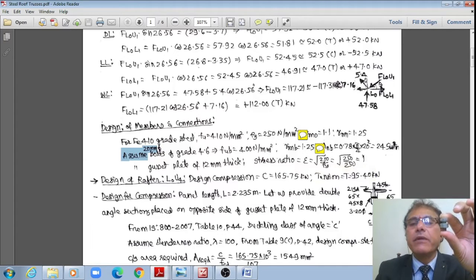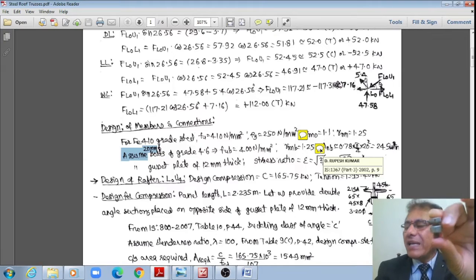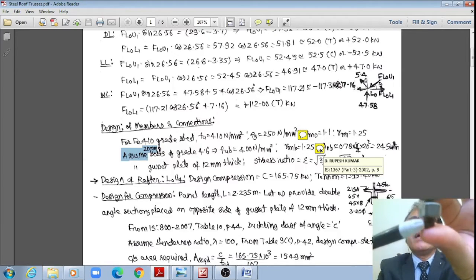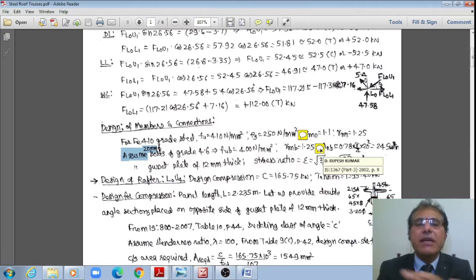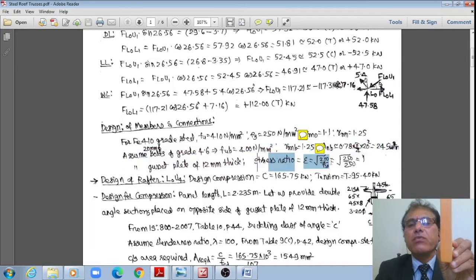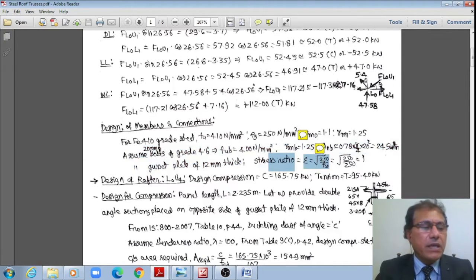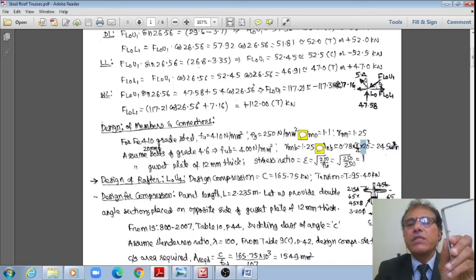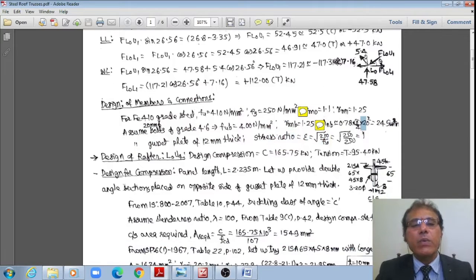You can directly use that, or we can say it is approximately equal to 0.78 multiplied by the gross area, π/4 multiplied by 20 square. Both will give the same result. 245 is the net area at the threaded section, right? Then I am also assuming a gusset plate of 12 mm thick. This is my assumption. Therefore, the stress ratio epsilon is equal to square root of 250 by Fy, whereas Fy of the steel is already 250. Therefore, this stress ratio works out to unit value 1.